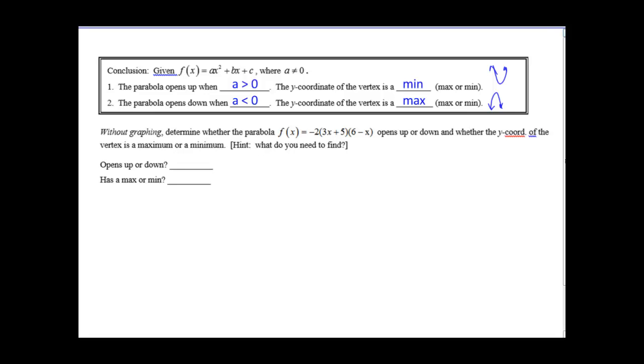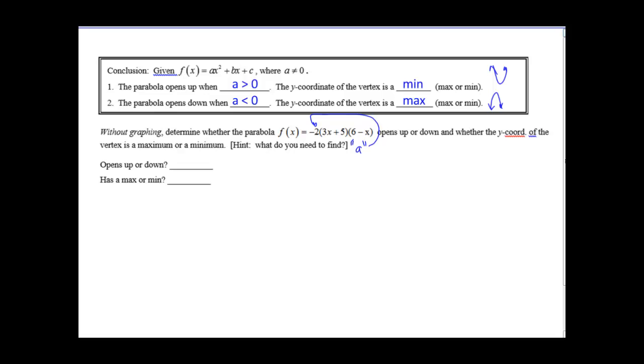So without graphing, we want to determine if this parabola opens up or down, and whether the y-coordinate of the vertex is a max or a min. In other words, you need to ask yourself the question, what do I need to find? The basic thing you need to find that's going to tell us this is a. If we can figure out what a is, then that'll help. Here's a hint. This is part of it maybe, where the a, remember, is on the outside.